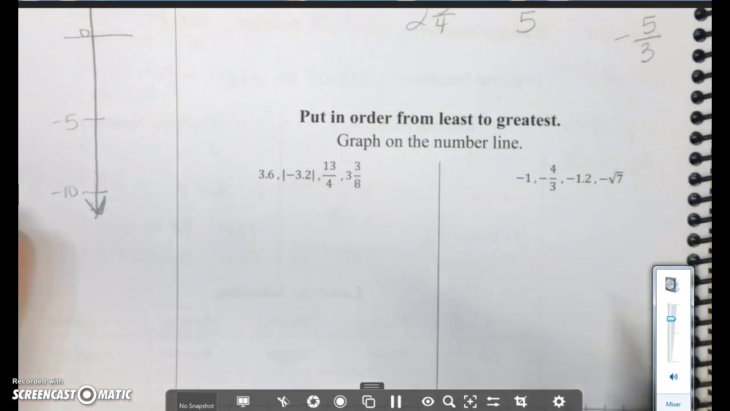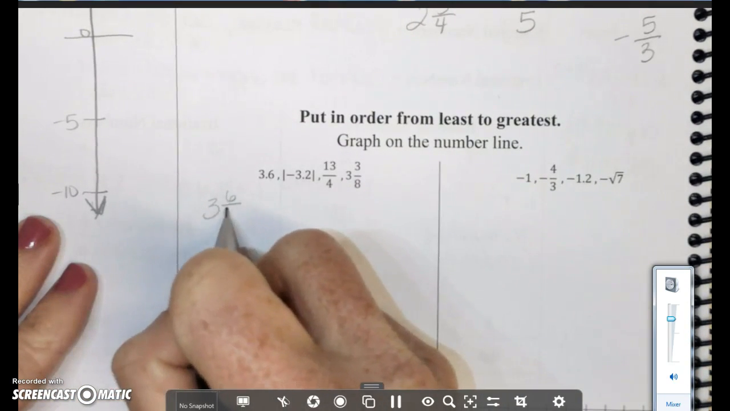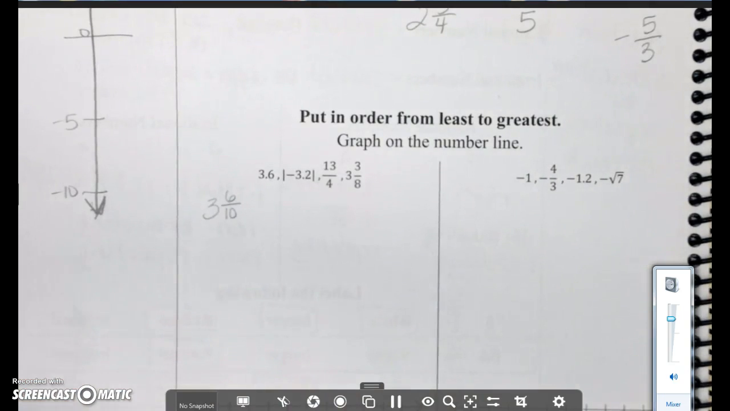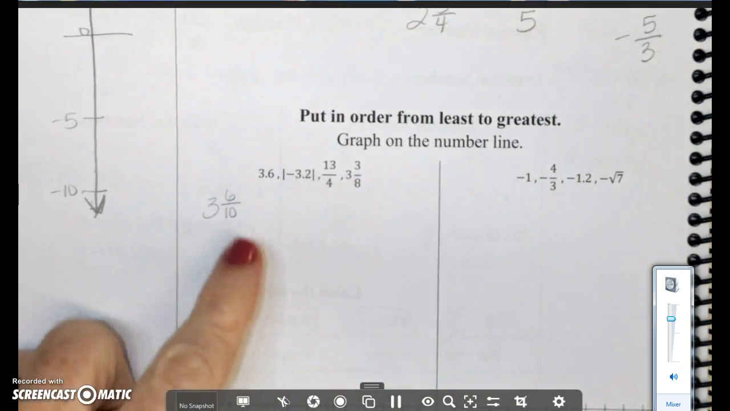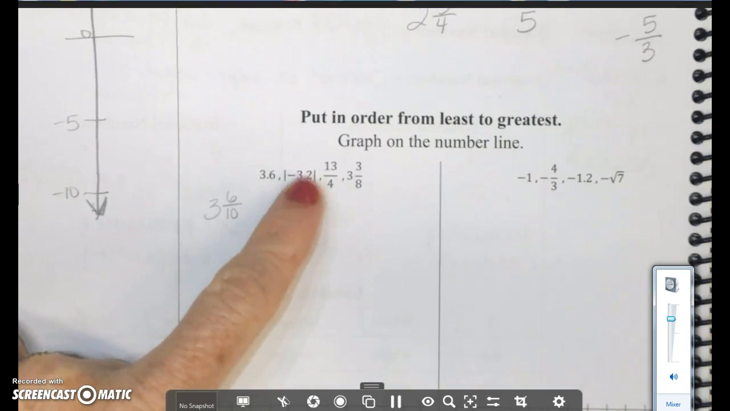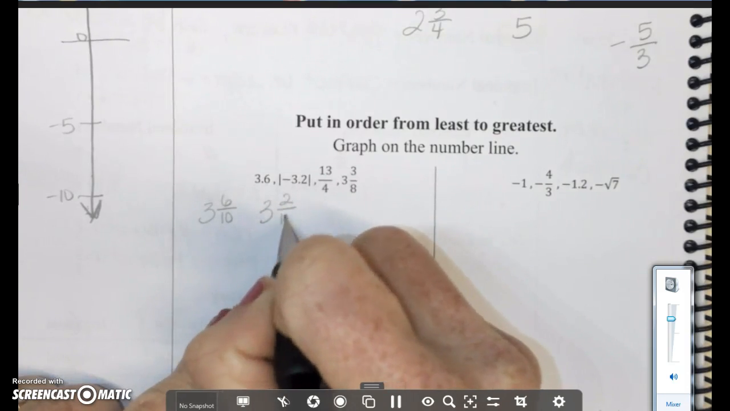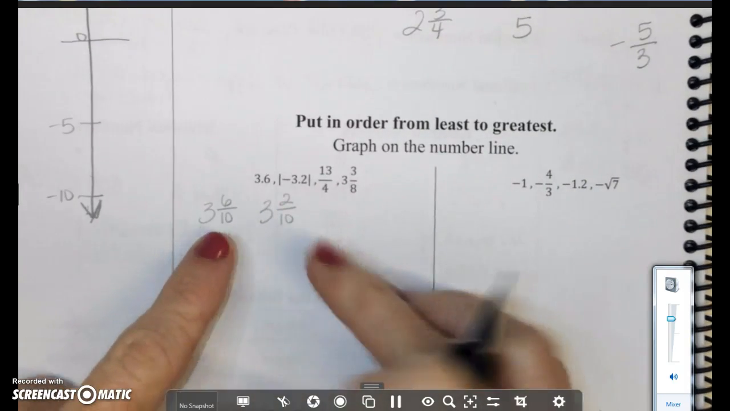Okay, so here we've got 3.6. We can write that as 3 6/10. I think I'm going to put everything into fractions because they're pretty easy fractions. The absolute value of -3/2. I know that answer is going to be positive, so that's going to be 3 2/10. So I already know this one's bigger than this one.